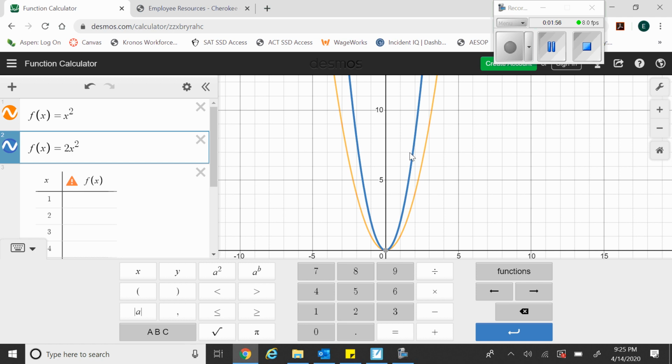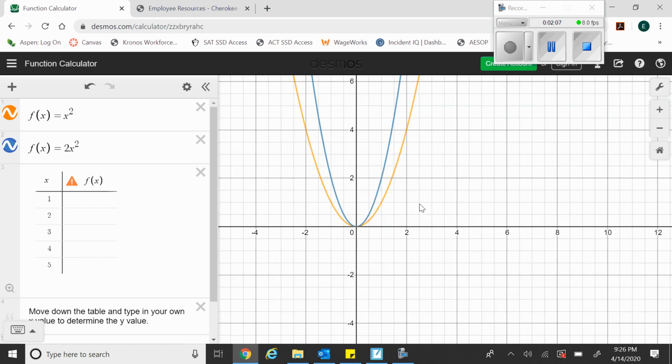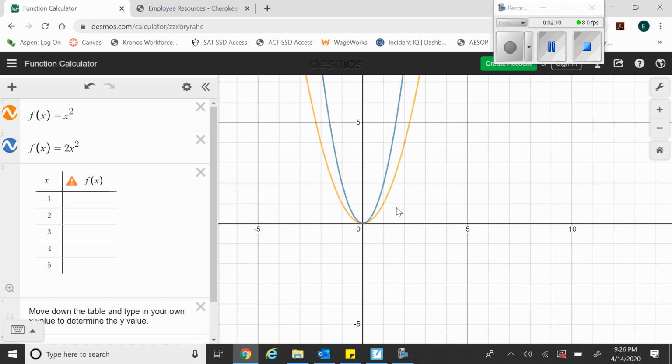It's skinnier, and what we call that is a vertical stretch, meaning it got pulled up vertically. Let me explain a little better what that means. I'm going to zoom in here. On the original graph, look at this point right here where my mouse is, the point (1, 1). Since I multiplied by 2, now the point (1, 1) is up here at the point (1, 2). So it got pulled up vertically. It was here, now it got pulled up there. That's why we call it a vertical stretch.